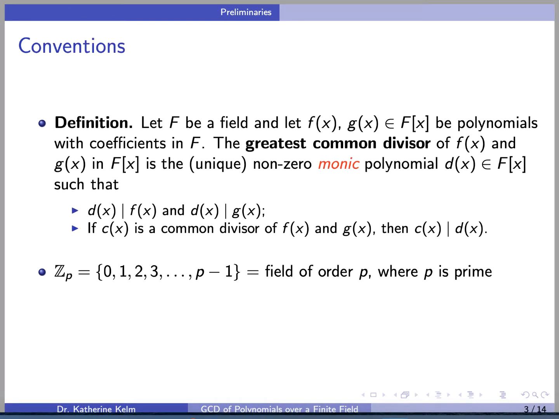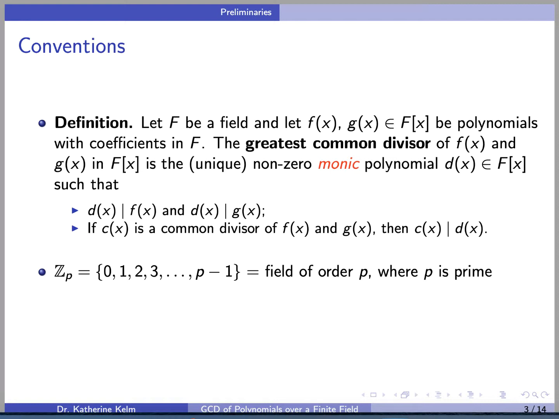We will use the following definition. Let F be a field, and let f(x) and g(x) be polynomials with coefficients in F. The greatest common divisor of f(x) and g(x) over the field F is the unique non-zero monic polynomial d(x) with coefficients in F, such that d(x) is a common divisor of f(x) and g(x), and if c(x) is any common divisor of f(x) and g(x), then c(x) divides d(x).